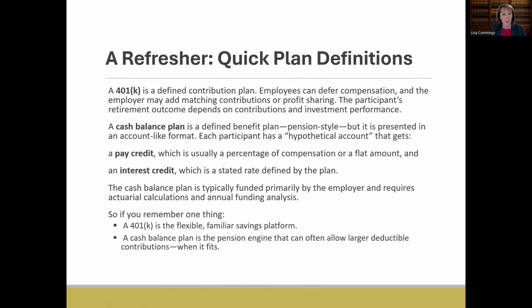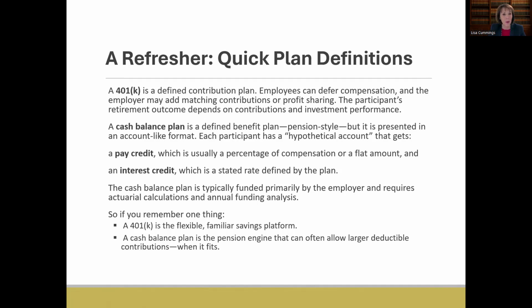To contrast that, a cash balance plan is a defined benefit plan, a pension style plan, but it is presented in an account-like format. Each participant in a cash balance plan has a hypothetical account that receives a pay credit, which is usually a percentage of compensation or a flat dollar amount, as well as an interest credit, which is a stated rate that is defined by the plan. The cash balance plan is typically funded primarily by the employer as opposed to the employee and requires actuarial calculations and an annual funding analysis.